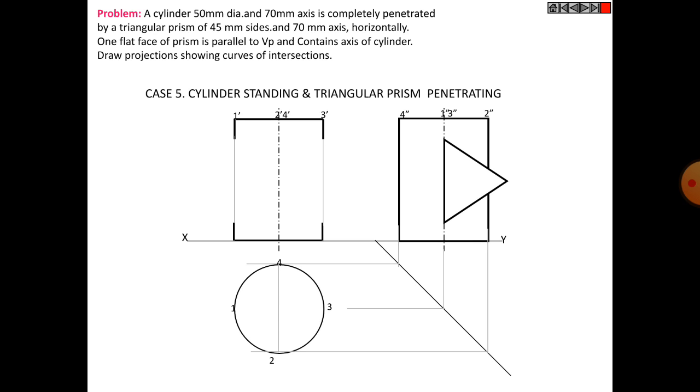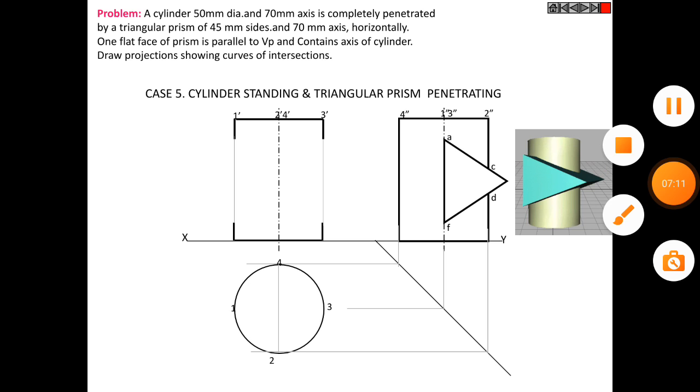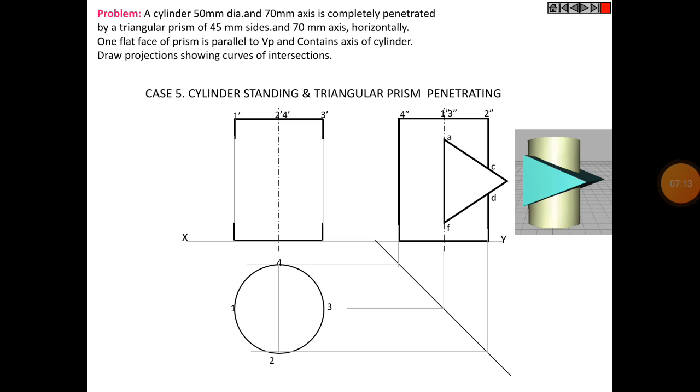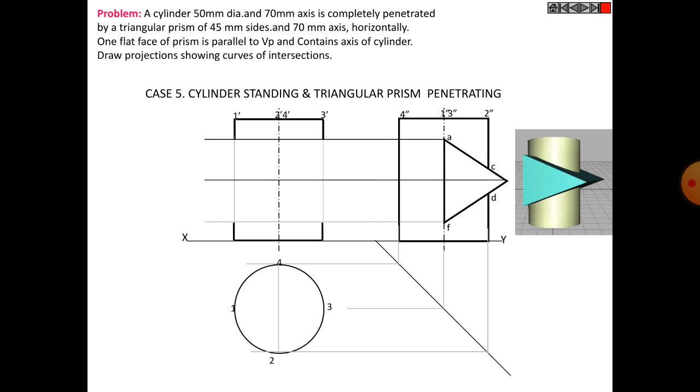Next, draw the triangular prism, whose flat face is parallel to VP and contains the axis of the cylinder. So mark those points and see the actual views of the intersection of the two solids. Then name them A, B, C, D, F dash. Project all points on the front view with the help of A lines, C lines, D lines and F lines, which is shown in the figure.